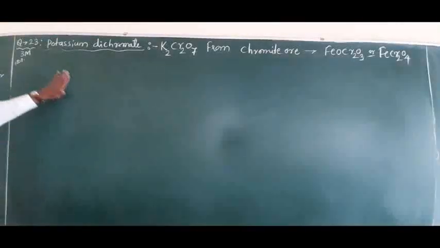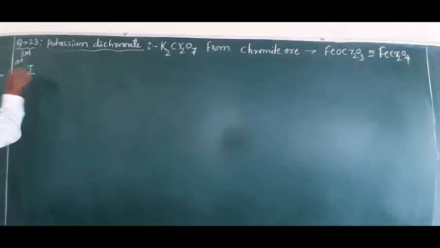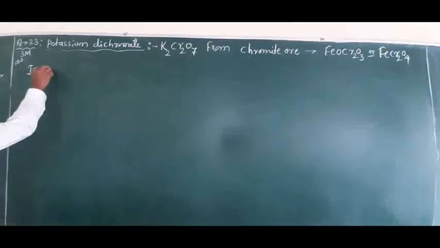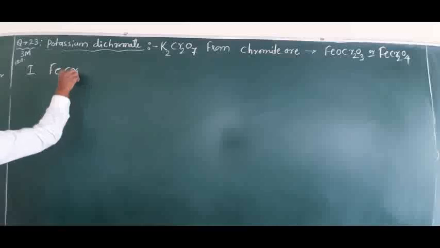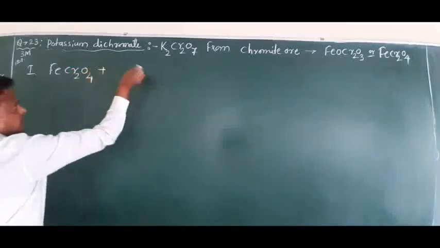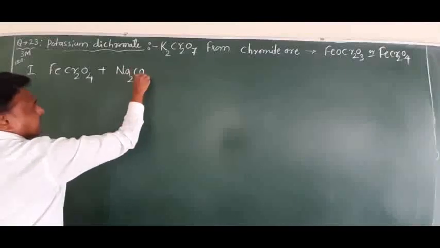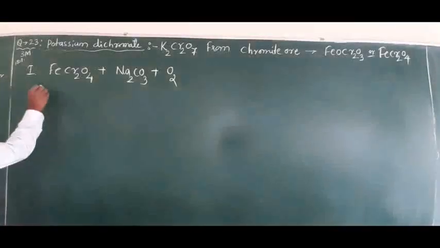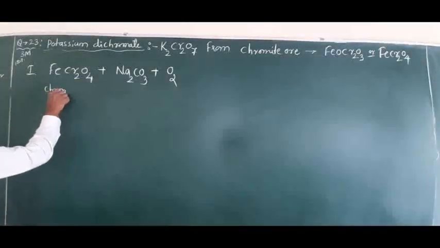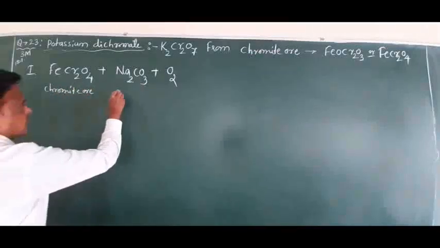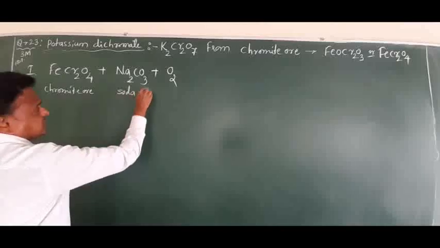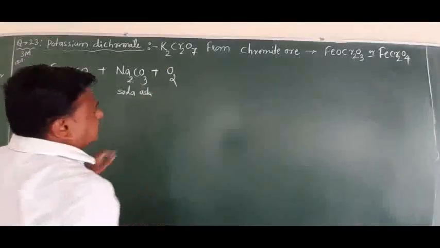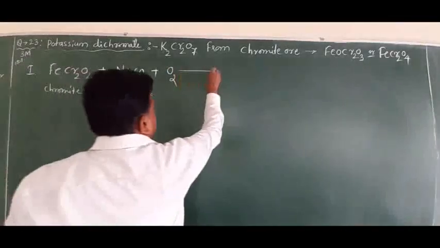So, dear friends, it involves 3 steps. In the first step, the chrome iron ore is roasted with the help of soda ash. So, how is this chrome iron, FeCr2O4, treated with soda ash? I think all of you know, sodium carbonate. Roasting means treated with oxygen. I repeat, this chromite ore is treated with soda ash in the presence of oxygen, and in the presence of oxygen, roasting means it is heated.